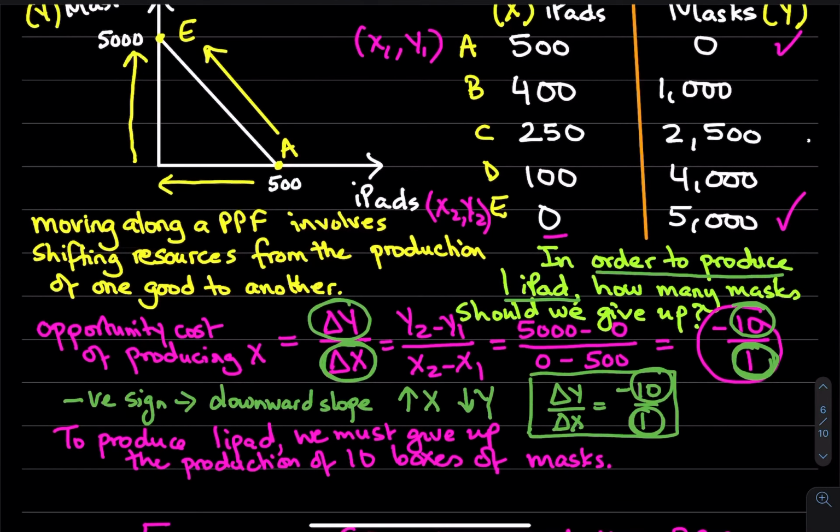You might want to invert this and also write this in terms of delta. What is delta X over delta Y? Okay, so delta X over delta Y is negative 1 over 10. Okay, which is to say that if we wanted to produce 10 boxes of masks, we would have to give up one iPad. Okay, so you can interpret this in many ways. Okay, but the slope, if iPads are on the x-axis and masks are on the y-axis, this is the interpretation that you want to roll with.